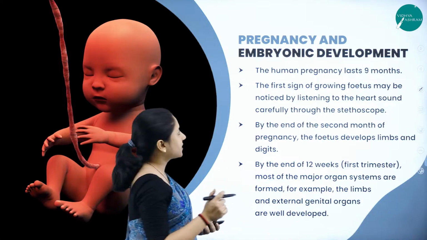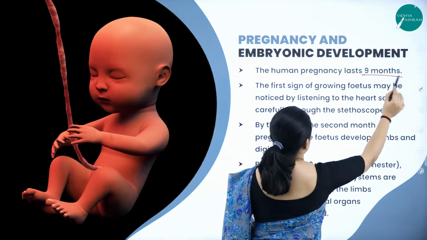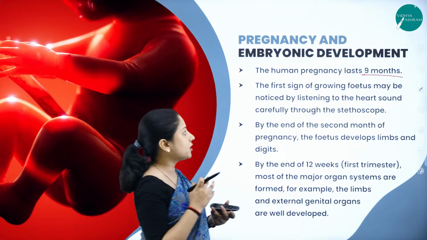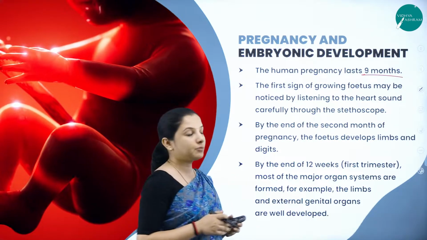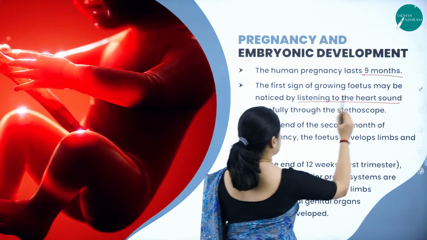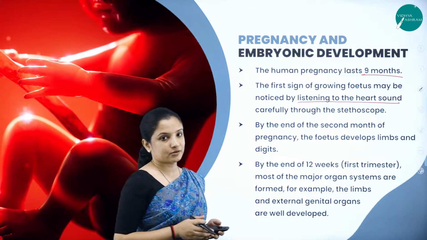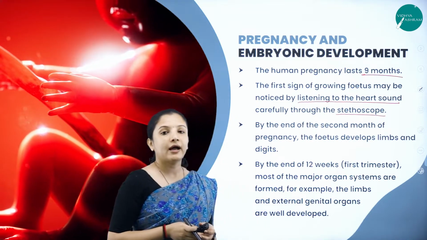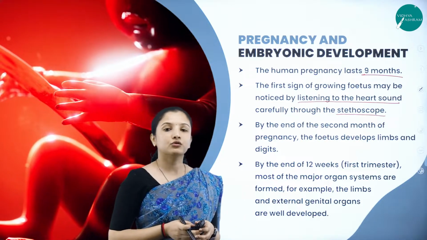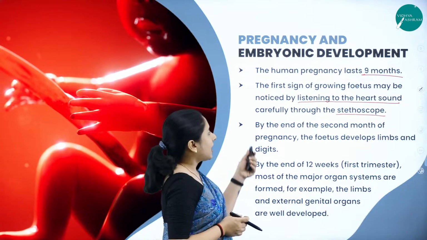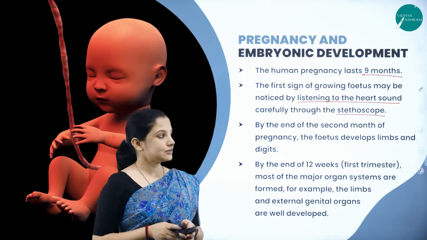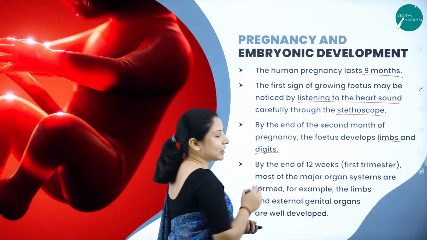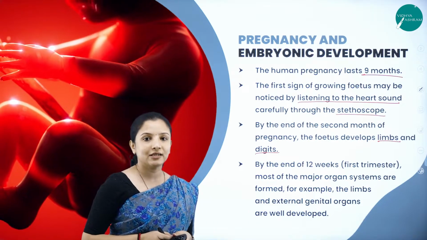So in females, the pregnancy lasts for 9 months, and the first sign of whether the fetus is growing properly or not is usually noticed by listening to the heartbeat using a stethoscope. So the heartbeat is listened to or felt, and by counting the number of heartbeats, the growth of the fetus is calculated. And by the end of the 2nd month of pregnancy, the fetus will start to develop limbs and digits, that is hands and fingers and legs and toes.